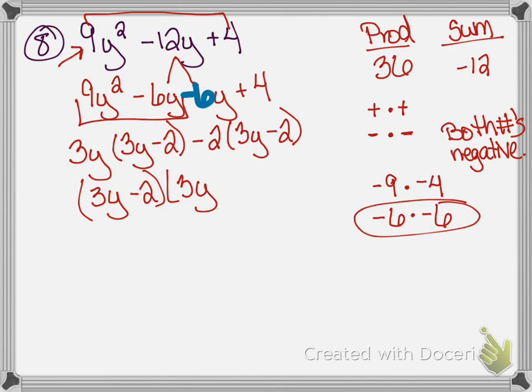Okay, so I've got 3y minus 2 times 3y minus 2. Now, you may or may not realize that those are exactly the same. So could I write this as 3y minus 2 squared? Could I do that? Yes, I could.